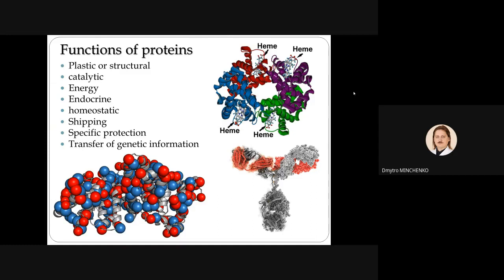To begin the discussion of proteins, we will look at the functions of proteins. We have the plastic, or structural function, catalytic, energy function, endocrine function, homeostasis, shipping, specific protection, transfer of genetic information. Here we can see various types of proteins, such as hemoglobin, antibodies, immunoglobulins, and albumin.